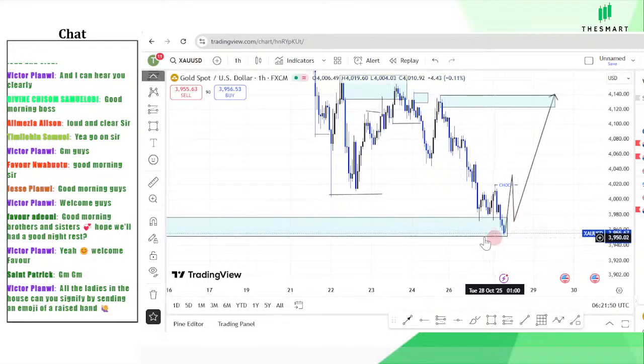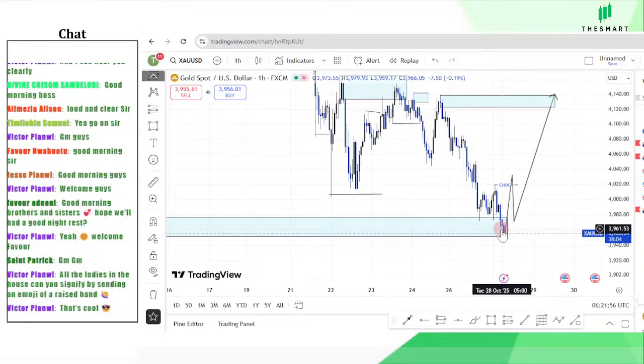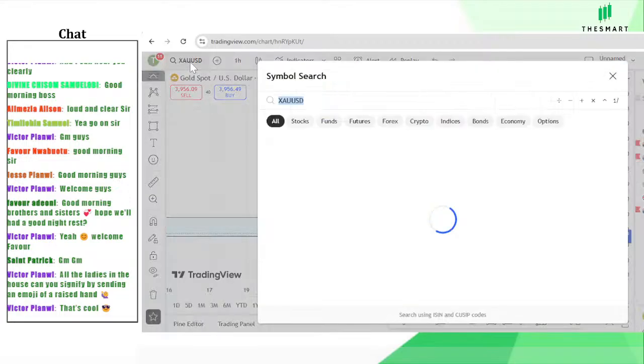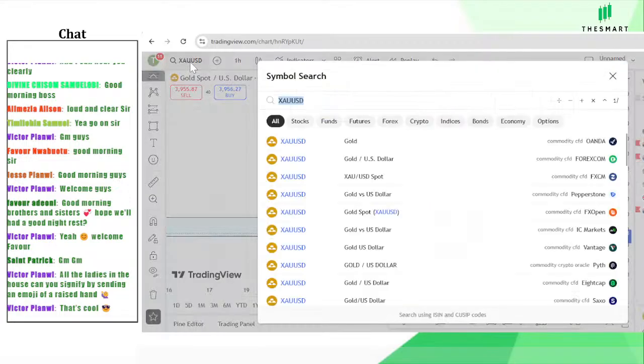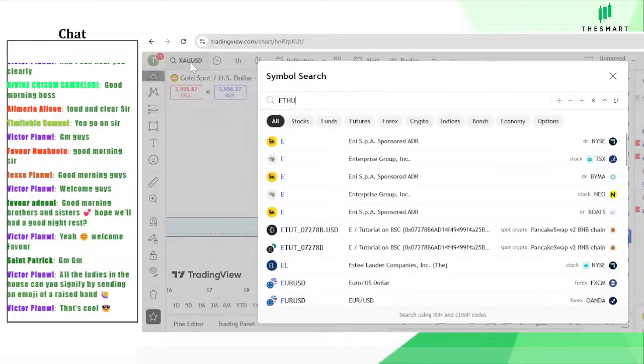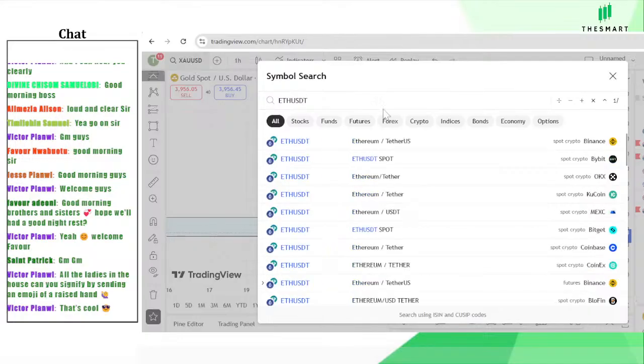So whatever bias, or if there's any change in momentum or change in price direction, we'll definitely drop whatever bias on our community channels. So this morning we'll be looking at Ethereum. Let's look at Ethereum.